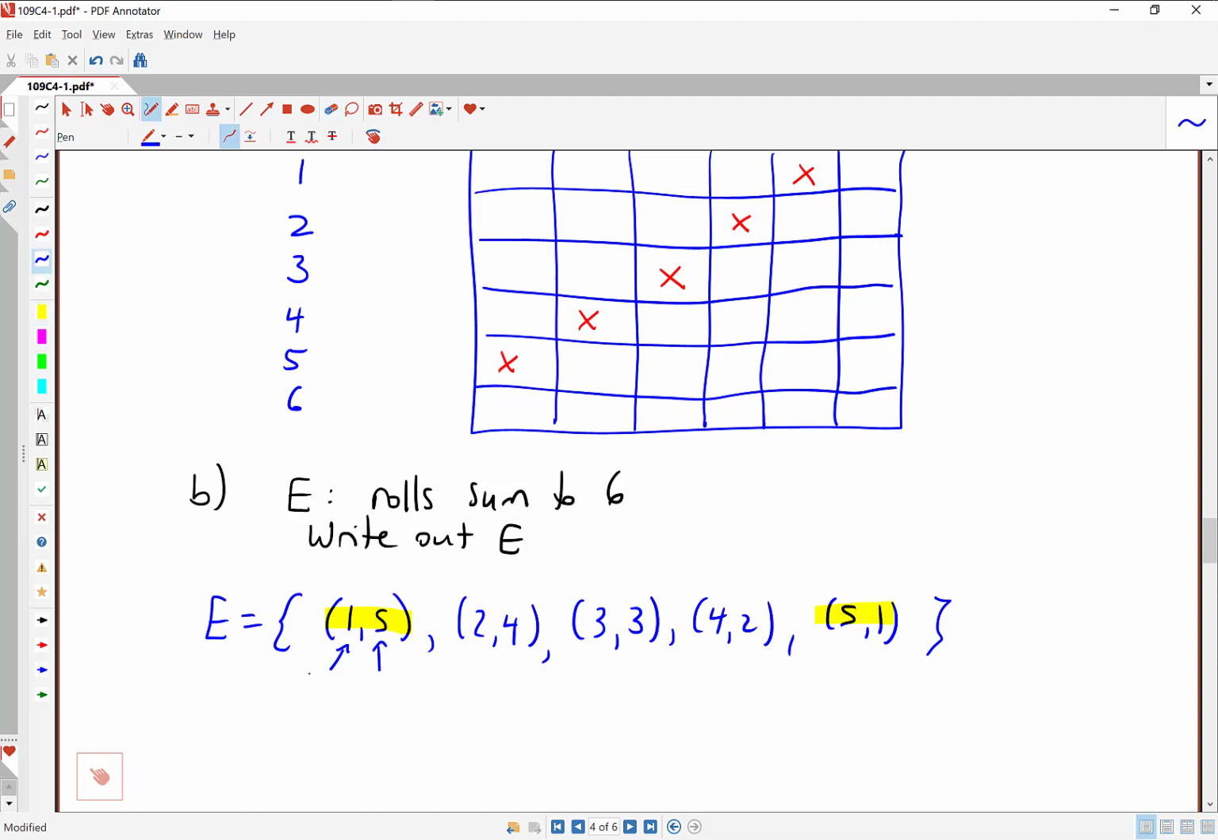Now, it would be totally fine if you did your labeling the other way around. So if you said, this is blue and this is red, that's fine. Just make sure to label it so that it's clear. And that will become more important as we get into other dice problems. So I'm just going to stick with doing red on the first one and blue on the second one. Okay, so we can see that there are 5 different outcomes in the event E.